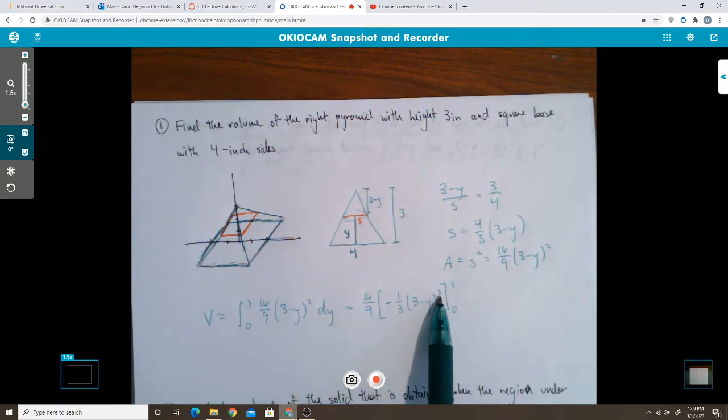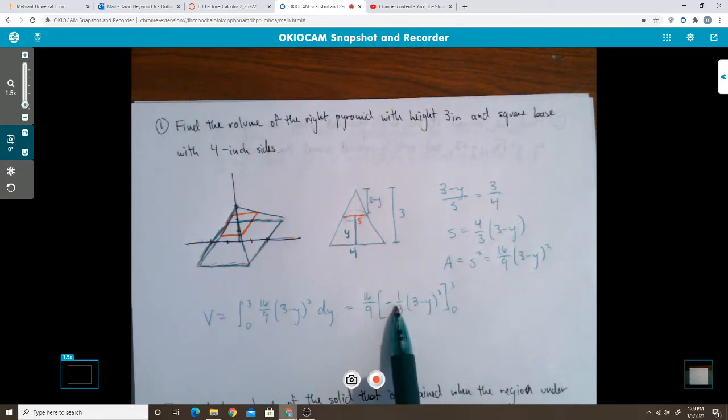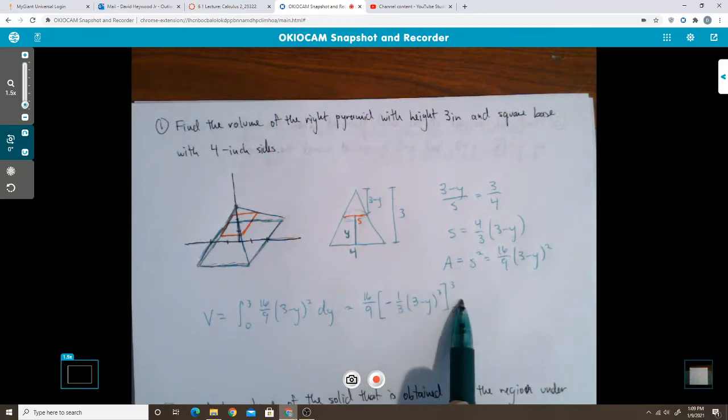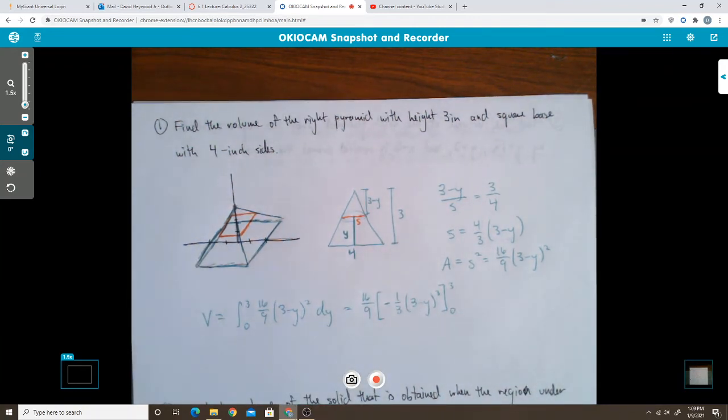Let's see. If we were to differentiate, first we would use the power rule. 3 times negative 1/3 is negative 1 times 3 minus y squared, and then the chain rule, so we would have to multiply by negative 1. The negative here will cancel the negative there and give us the original thing back. Okay, if that was too quick for you, just do a u substitution. You'll get to the same spot.